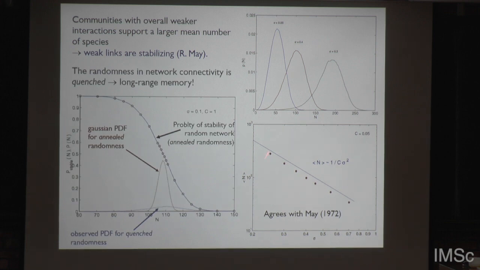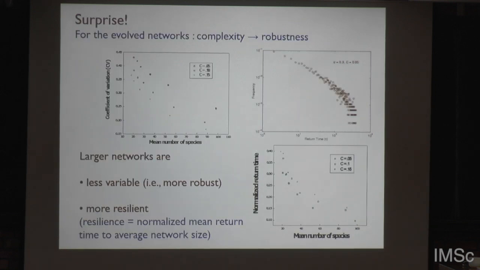There's also some interesting behavior in the fact that the randomness in this network is actually showing evidence of long range memory. But the surprising fact is that from the point of view of variability and resilience, so remember what variability was. It was basically saying, what is the coefficient of variation of the individual populations as a function of the mean number of species.